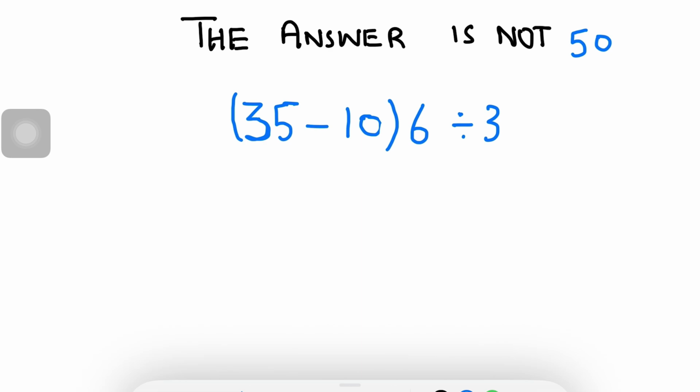In this video we are discussing an example based on the order of operations. Here you can see the answer is not 50. So how will we get the answer 50? This is the wrong method.